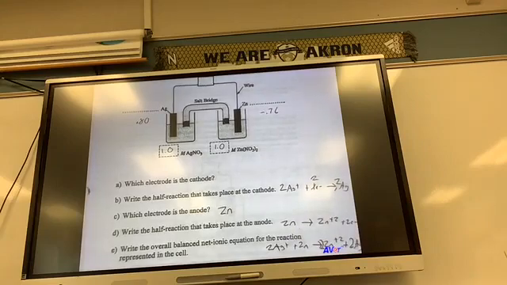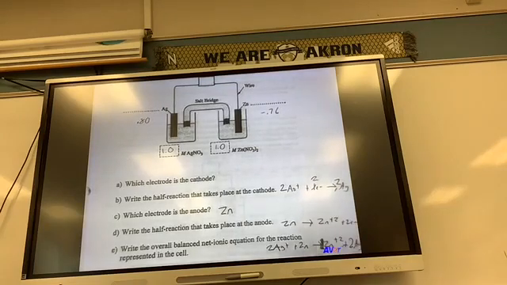It asks for the initial molarities; we filled it in the box, so it's just 1. Wait, 2Ag plus Zn yields... do I need a 2 here? I didn't multiply this, so I don't need it. It would be 2Ag plus Zn yields Zn2+ plus 2Ag, right?